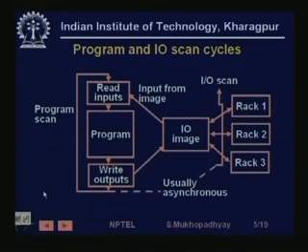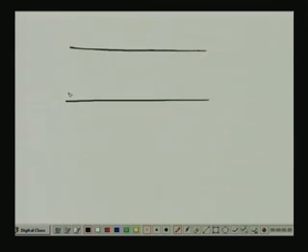Having understood that, we have to understand this kind of program execution. To understand this diagram, before that we have to understand a typical PLC hardware organization. What happens is that in a PLC, the various units, this we did not discuss in the earlier lesson, are actually organized as modules. So you have what is known as racks.